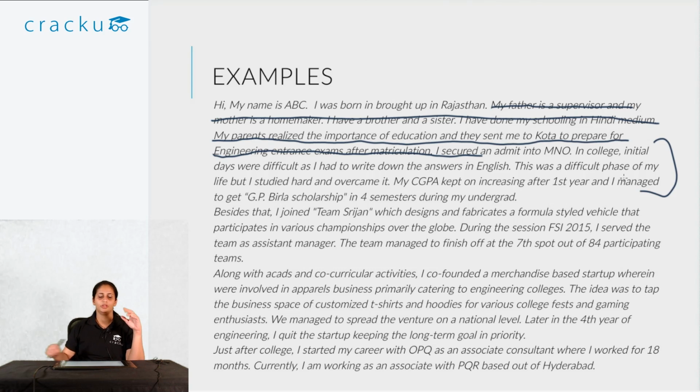After that, the person writes, "Along with acads and co-curricular activities, I co-founded a merchandise brands-based startup wherein we were involved in apparels business, primarily catering to engineering colleges. The idea was to tap the business space of customized t-shirts and hoodies for various college fairs and gaming enthusiasts. We managed to spread the venture on a national level. Later in the 4th year of engineering, I quit the startup, keeping the long-term goal in priority."